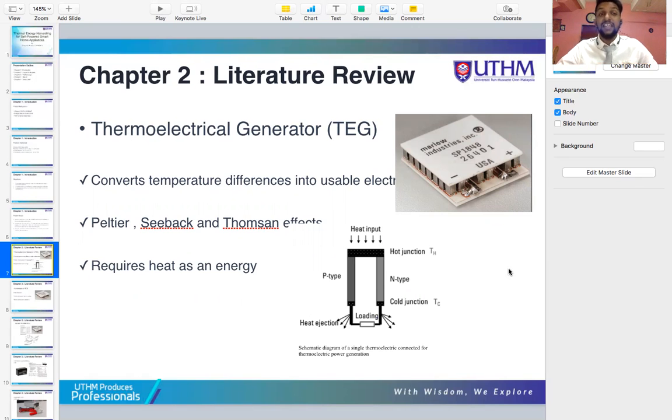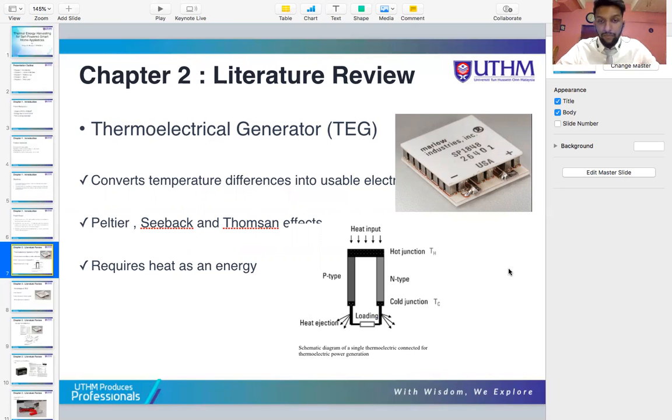What is a TEG? A TEG actually converts temperature differences into usable electricity. There are 3 types of effects, which are Peltier, Seebeck, and Thomson. Next, a TEG requires heat as an energy source. Why do I say so? Because as everyone knows, it's a thermoelectric generator.